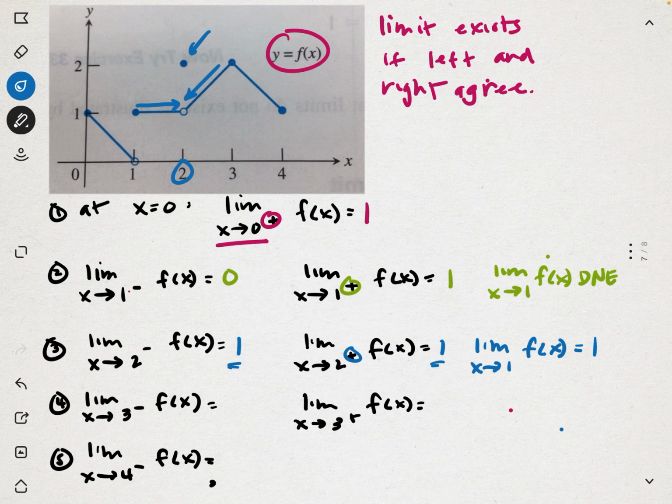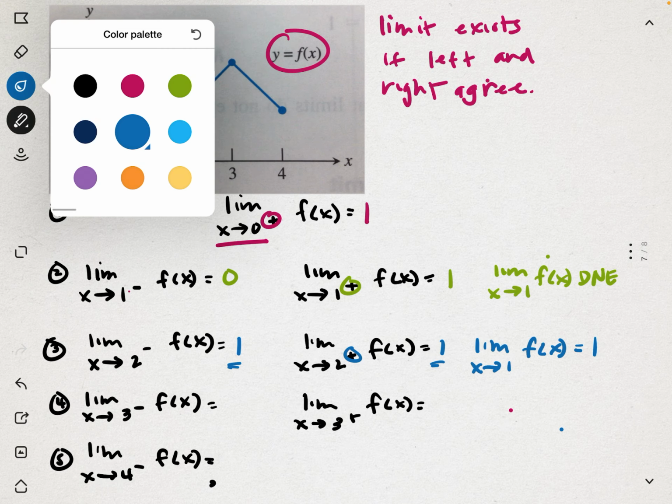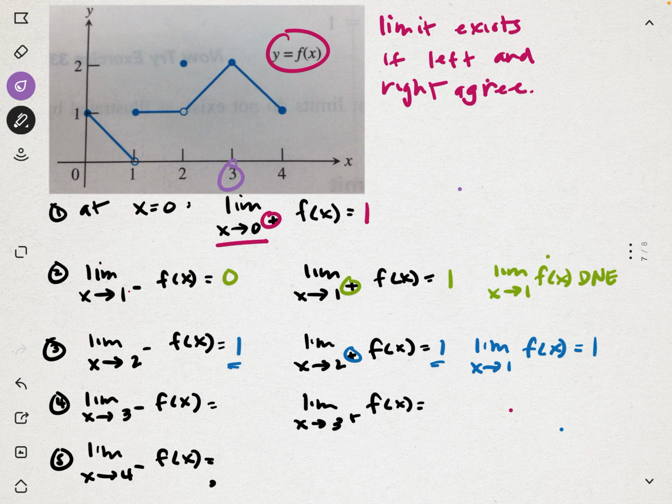Okay, the next one, let's erase. Next point of interest is at 3. All right, so we're moving towards it from the negative side. That's going to be 2. If we're moving over here from the positive side towards 3, that's also 2. And then we know that the limit overall is 2 because the left and right sides head towards the same point.